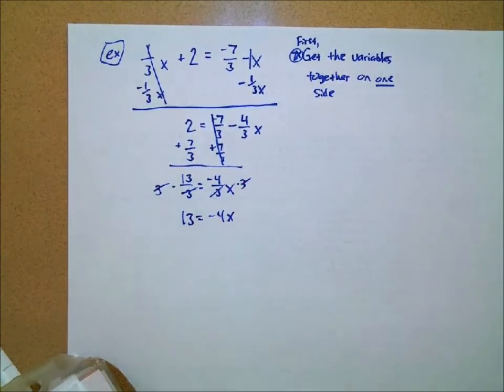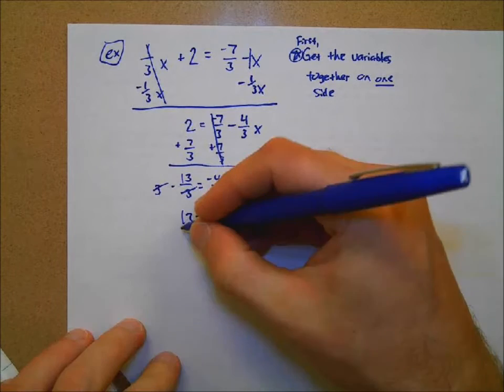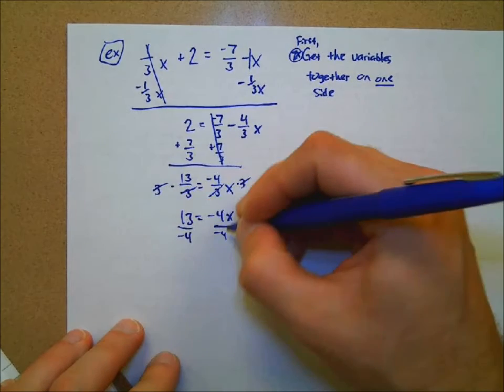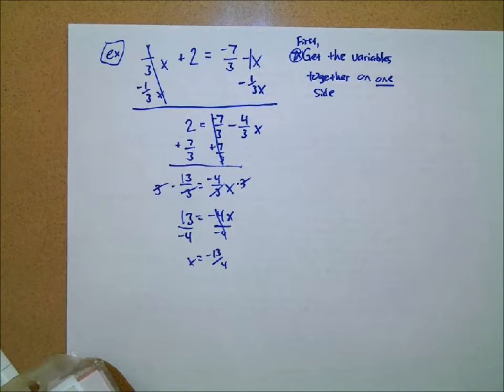Last step. Divide by negative 4. You got it. Okay, so x equals negative 13 over 4. Okay, or if you like, you can say negative 3.25.